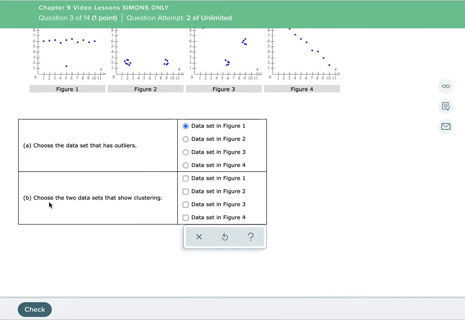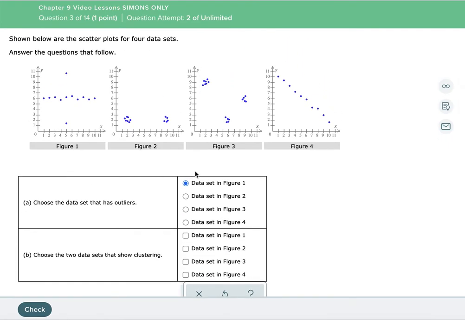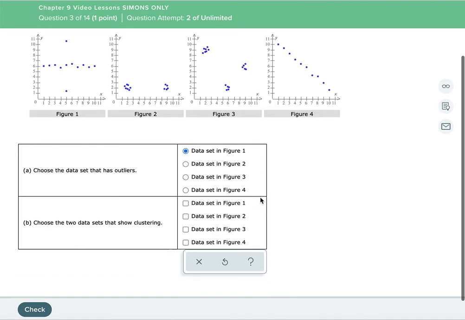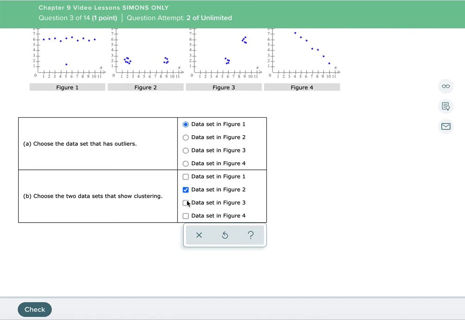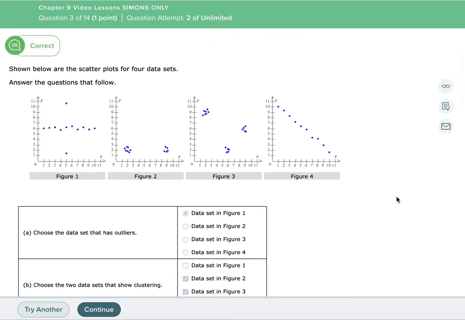For letter B, it says choose the 2 data sets that show clustering. The only 2 data sets that show that are figure 2 and figure 3. Figure 2 has 2 clusters, one at about x equals 2 and one at x equals 9, and figure 3 has 3 clusters, one at about x equals 2, one at x equals 6, and one at x equals 9. So that would be figures 2 and 3. And bang, we got it. Nice job, guys. I hope this helps you with identifying outliers and clusters.